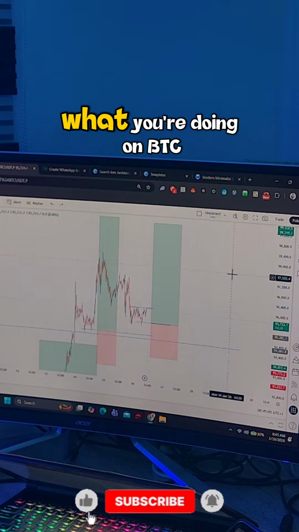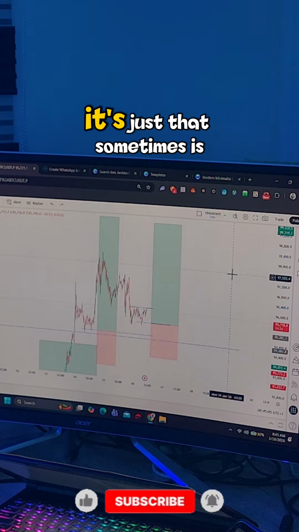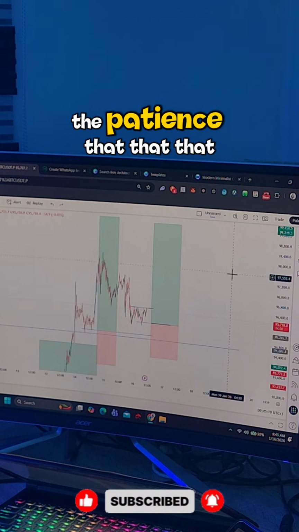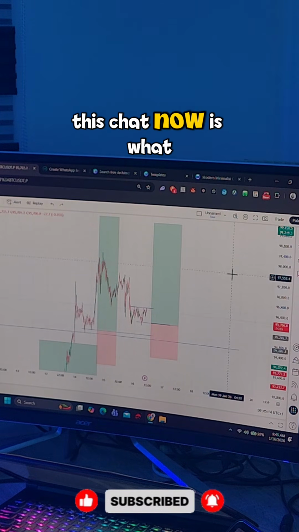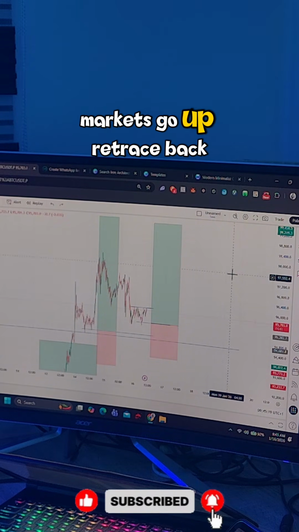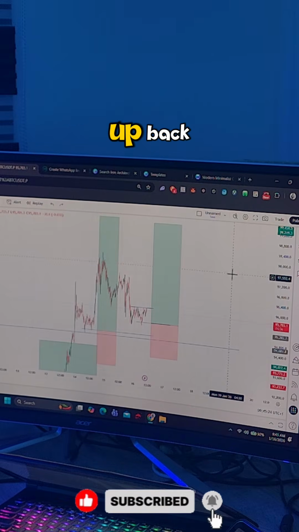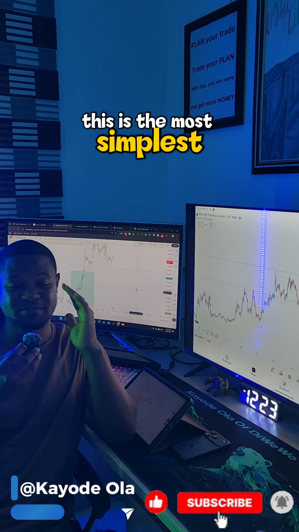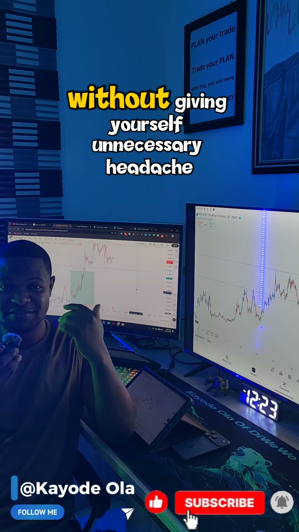It's as simple as what you are doing on BTC. To trade BTC, it's not really that hard. It's just that sometimes the problem is waiting, the patience that you don't have. So all we are doing on this chart now is trading retracements. The market goes up, retraces back, you pick your entry from that retracement, and then the market goes up back. I hope you get the gist. So guys, this is the simplest way in which anyone can trade BTC without giving yourself unnecessary headache.